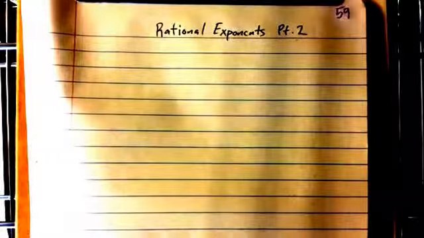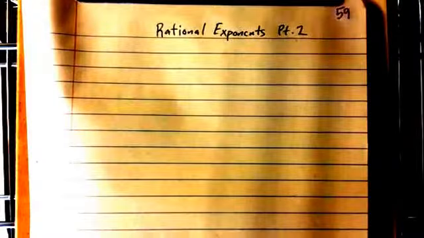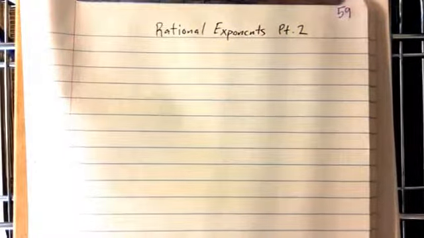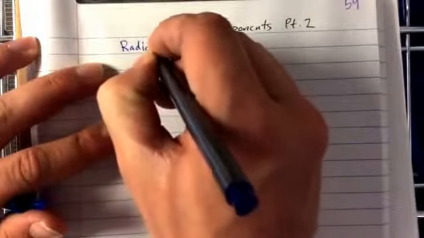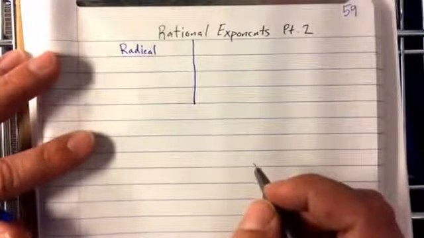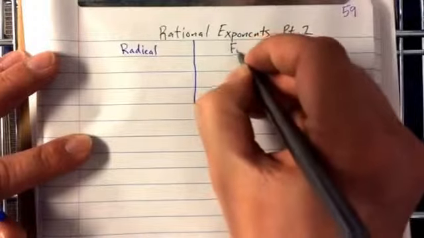Today we're going to start by making a table that we can use to move back and forth between radical and fraction-based problems. So at the top, go ahead and put radical, and then fraction.